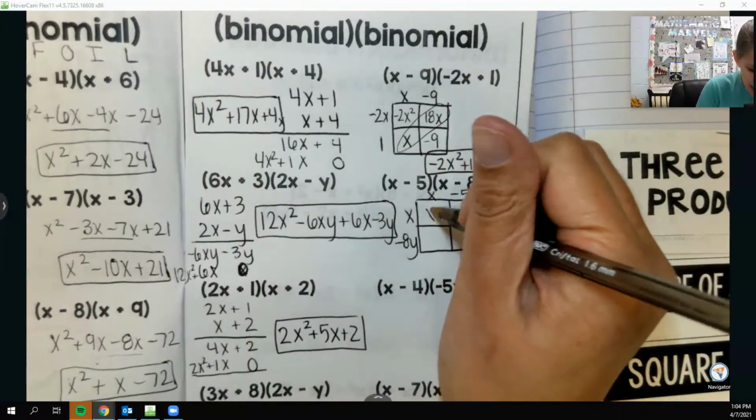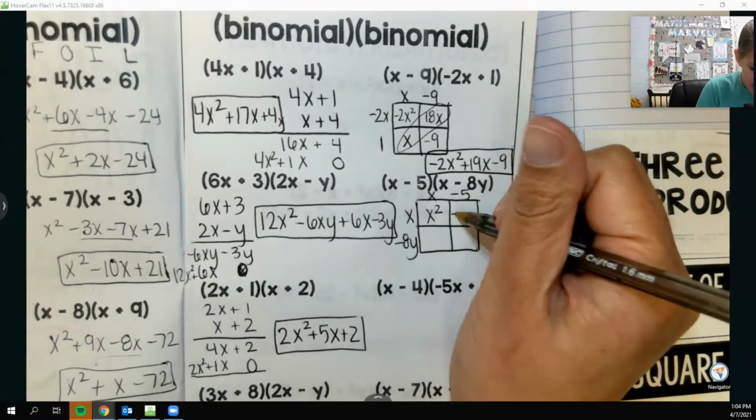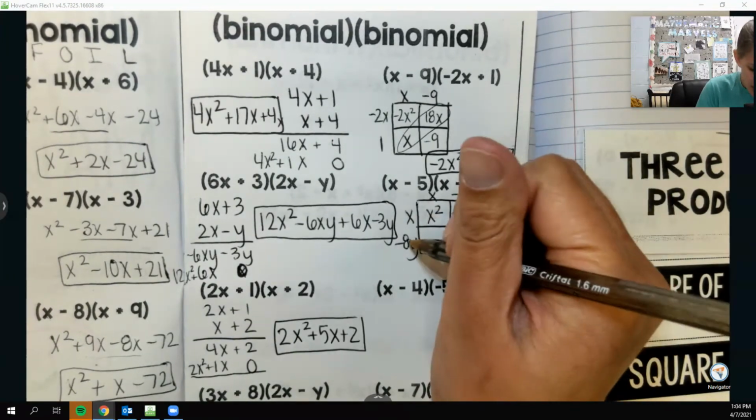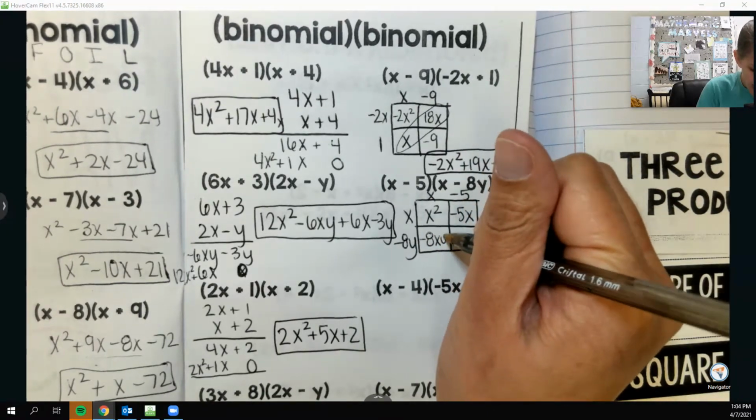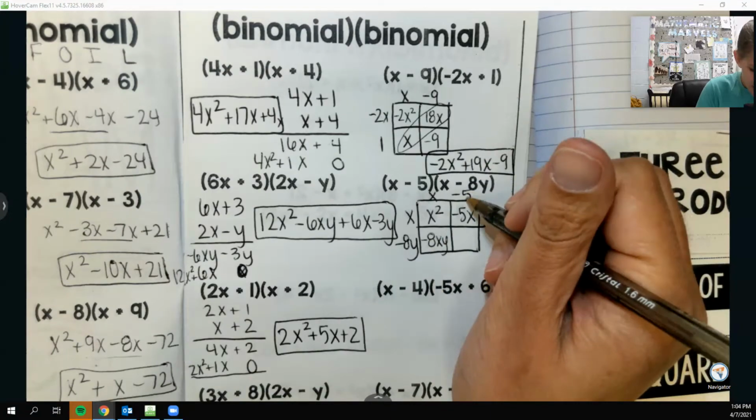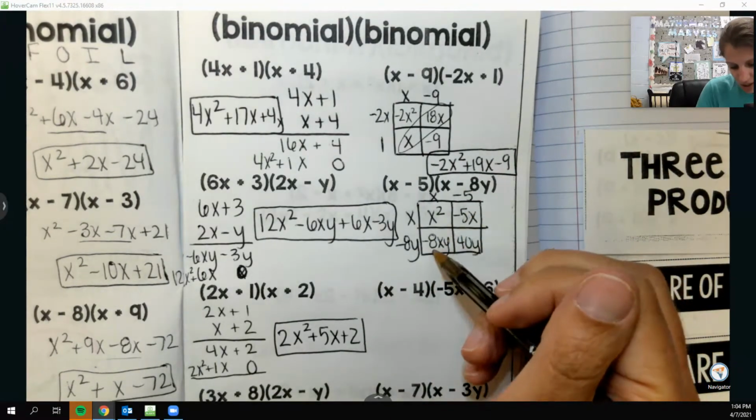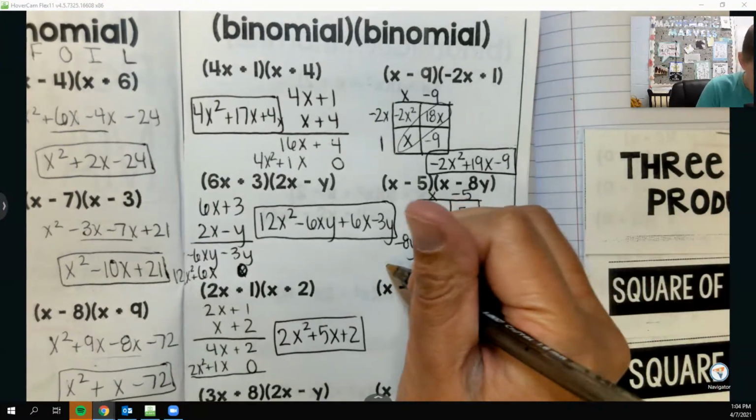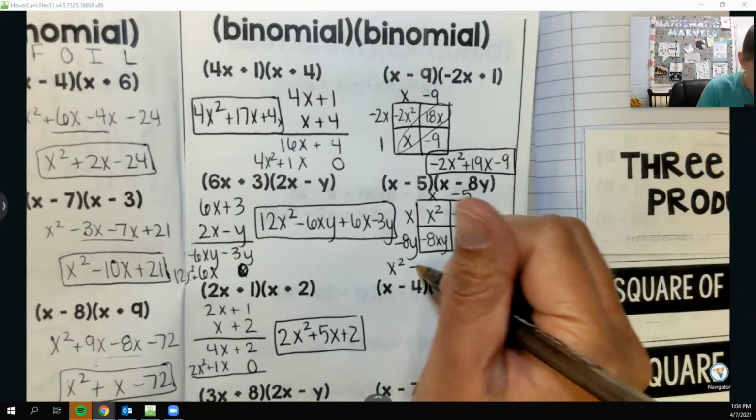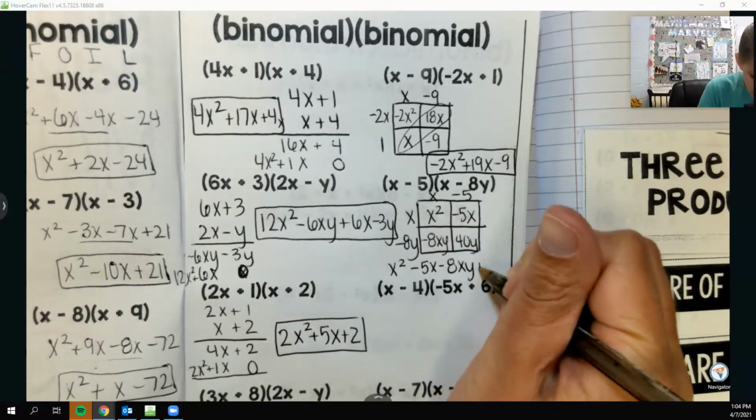So x times x is x squared. X times negative 5 is negative 5x. X times this negative 8y is just going to be negative 8xy. And then we'll have positive 40y. So looking along the diagonals, I don't have any like terms. So we're just going to write it all out. So x squared minus 5x minus 8xy plus 40y.